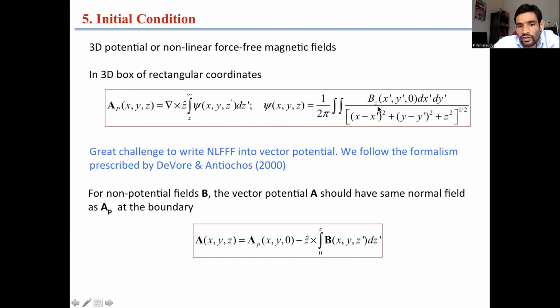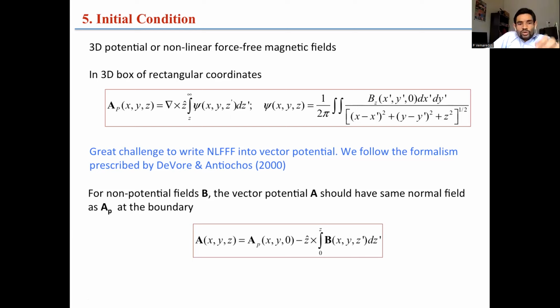Using the Coulomb gauge, the initial vector potential AP is given by this expression. Of course, this is a Green's function approximation. In this case, we use the initial Bz component of the magnetic field at the boundary, so we can construct the vector potential by this equation. In the Pencil Code, it is done by the FFT module, through Fourier transform conditions, which is given in the manual already.